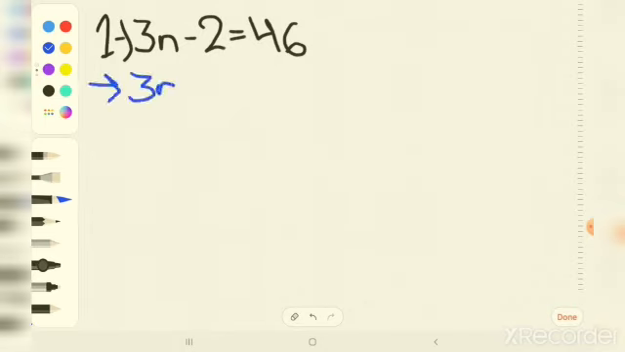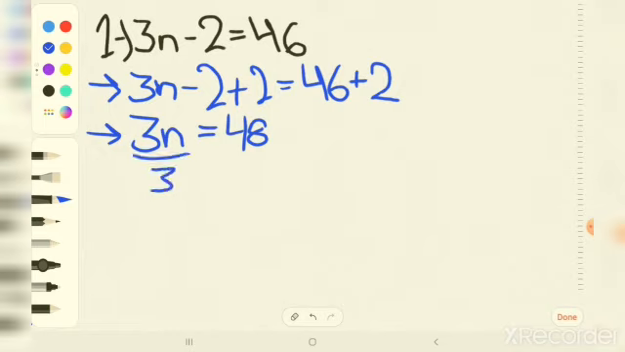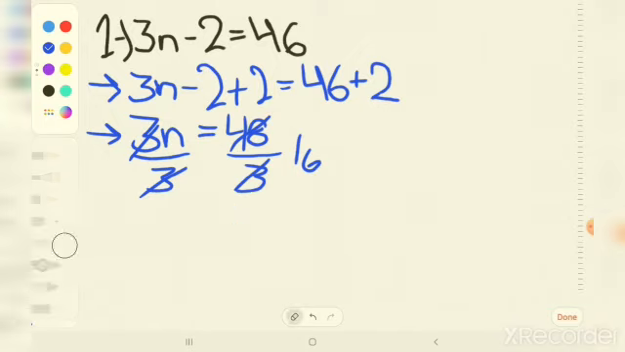The first step is to eliminate or remove the 2 from here. So for this we will add 2 on the RHS and LHS both. Kids, remember that this is the first method of solving equations. This will give us 3n equals 48. Now we have to divide both sides by 3. So we will obtain n equals 16. This is the answer of the first one.